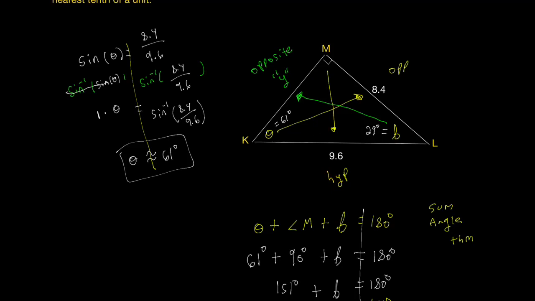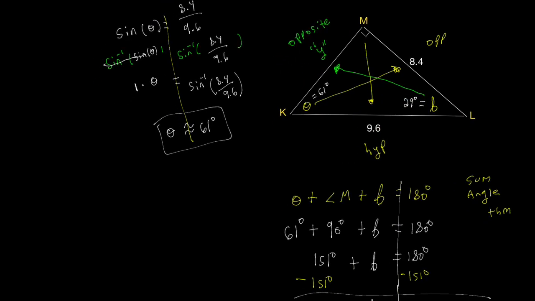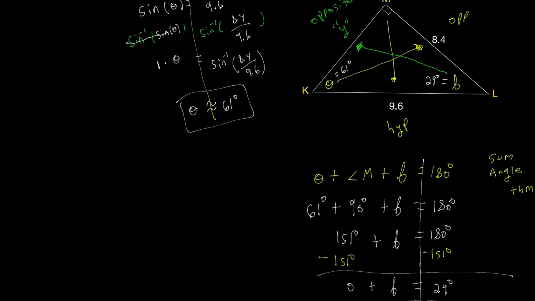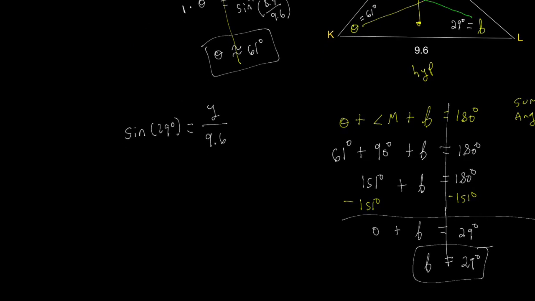Opposite over hypotenuse, that's sine. So I'm going to take the sine of 29 degrees. The sine of 29 degrees is going to equal y over 9.6. So let's go ahead and do that. Sine of 29 degrees is going to equal the opposite over my hypotenuse, 9.6. And now here, this is better, or at least in my point of view, it's much easier to manage. Here I'm going to divide sine of 29 by 1.